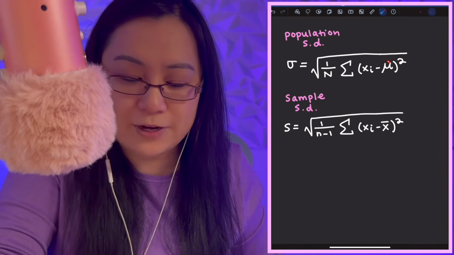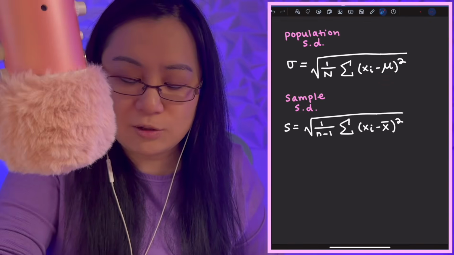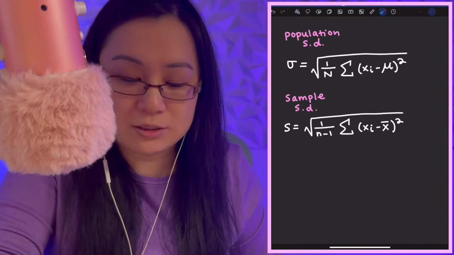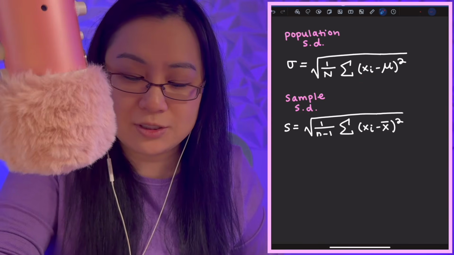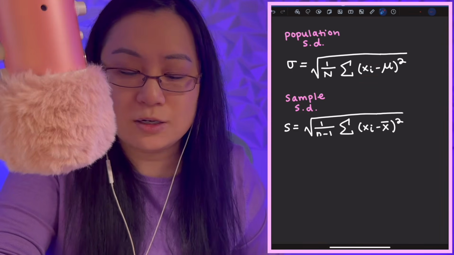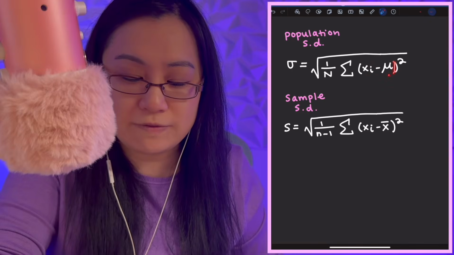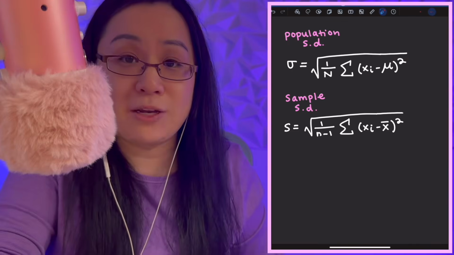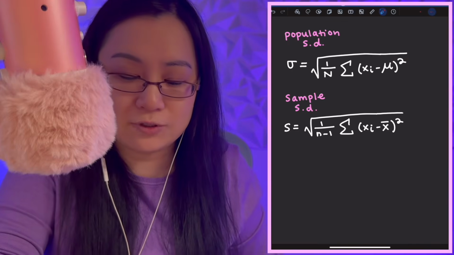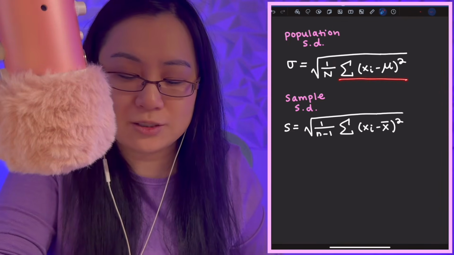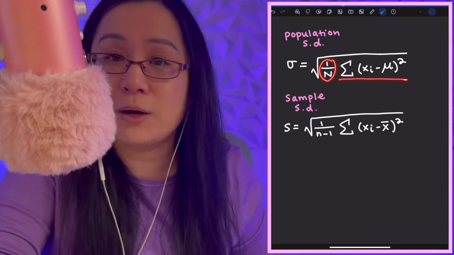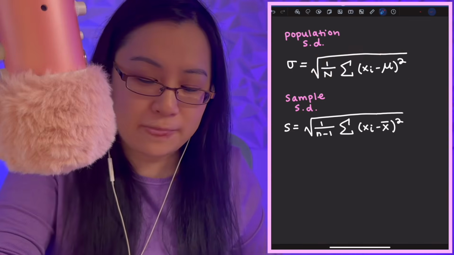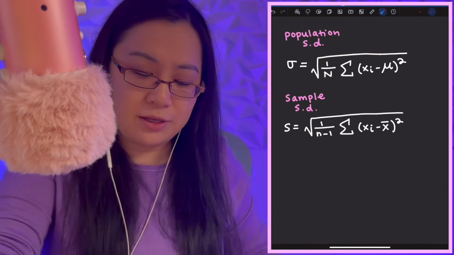So find mu, make a table, take each of your data points, subtract the mean so that you have a difference, square that difference, or all of them, make a table and square each of those differences, add all of those squares together, divide by the population, and take the square root of that whole entire thing. Kind of like a distance formula.